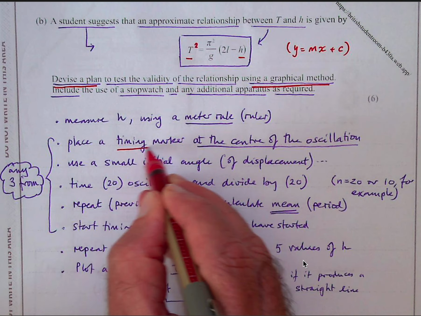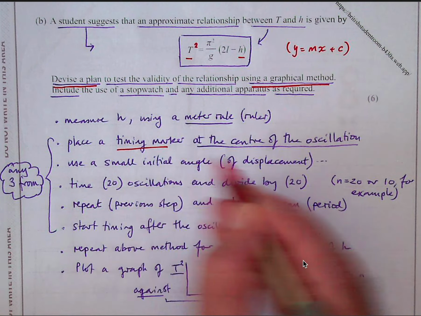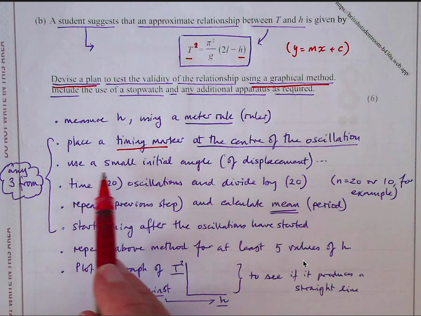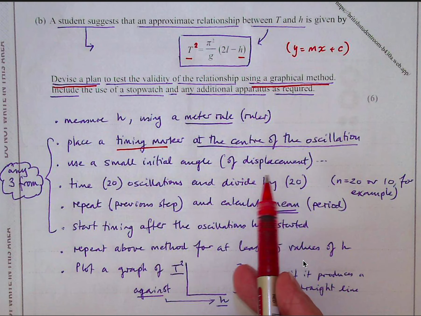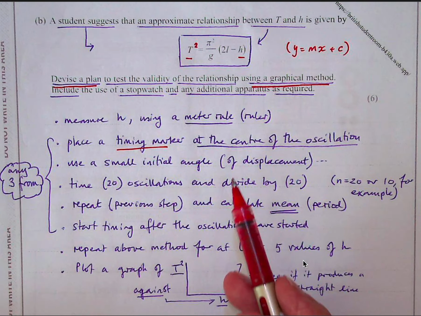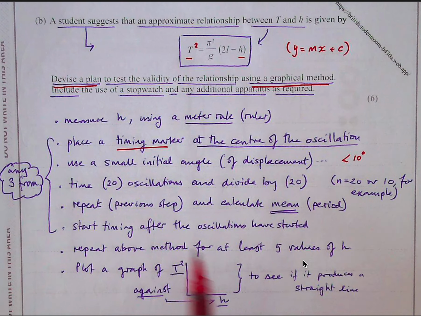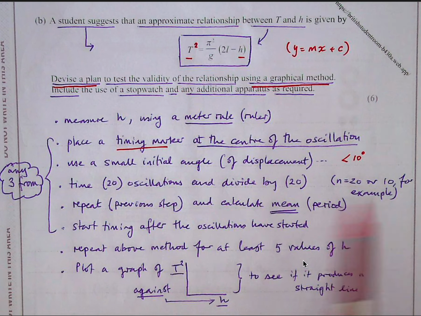So you need to place a timing marker, and in this case it has to be at the center of the oscillation. Then you have to use a small initial angle of displacement. Why is that? Because the pendulum equation only works if the angle is less than 10 degrees. The mathematics doesn't work, and air resistance becomes significant beyond that. So I always tell my students 5 to 10 degrees.